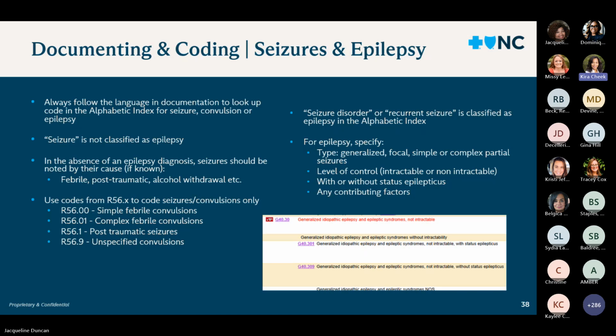Without a definitive diagnosis of epilepsy, seizures or convulsion codes from the R56 category should be used. For epilepsy, it is best to specify type, whether intractable or non-intractable, with or without status epilepticus, and any contributing factors to code to the highest level of specificity. There are over 60 codes that risk adjust for epilepsy and seizures and fall into HCC category 201.